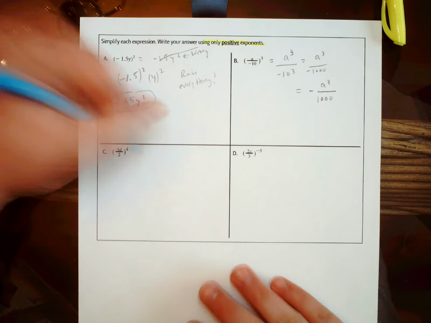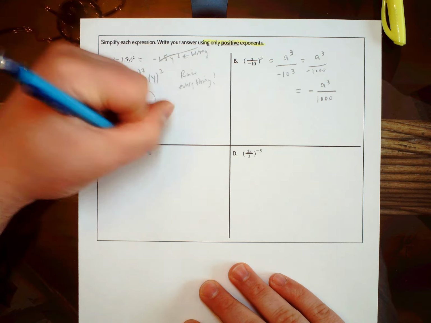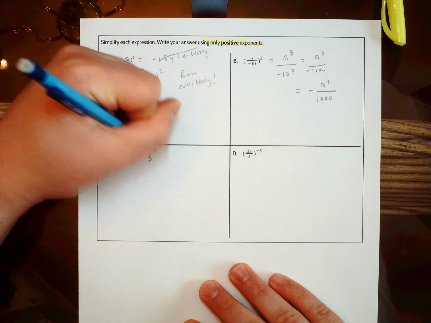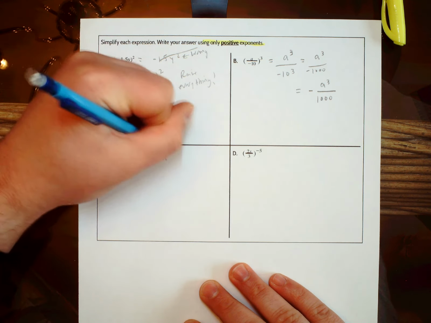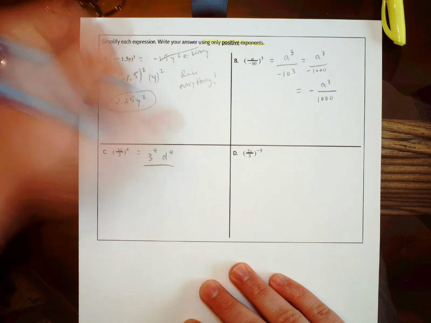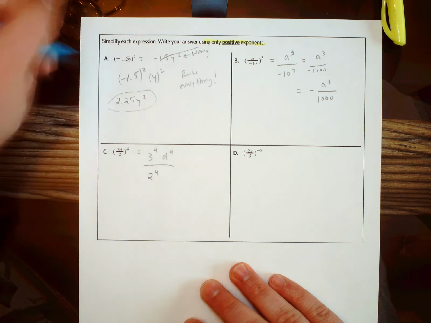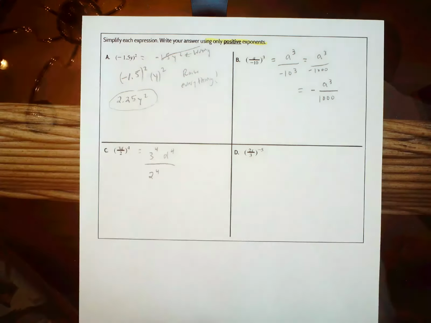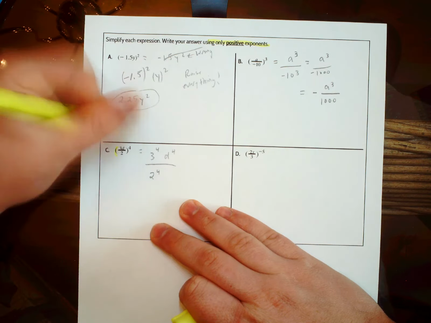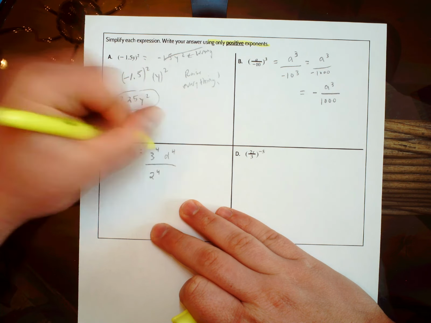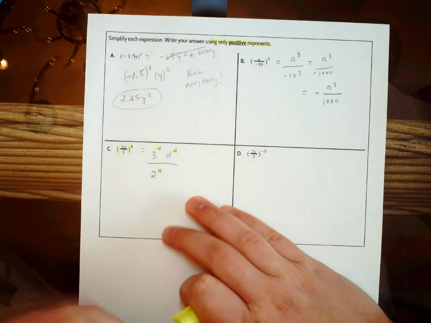C is going to be a great example. Again, 3 to the 4th, d to the 4th, all over 2 to the 4th. Everything needs a 4th power because there's these parentheses. So I'm going to mark it up with my highlighter here. 4, 4, 4. Everything gets it.